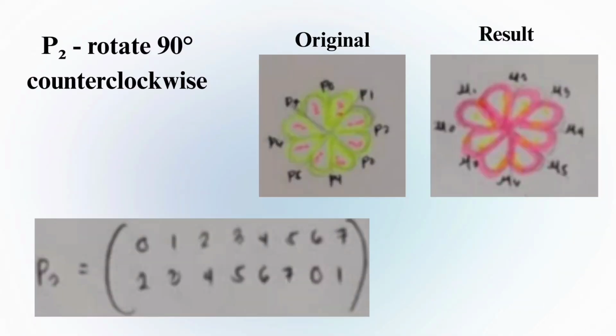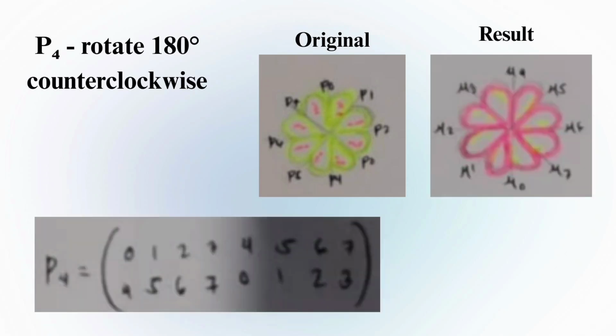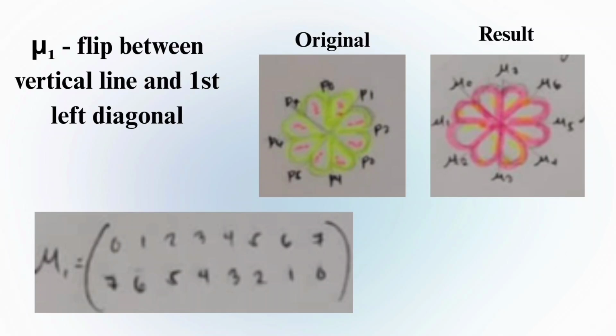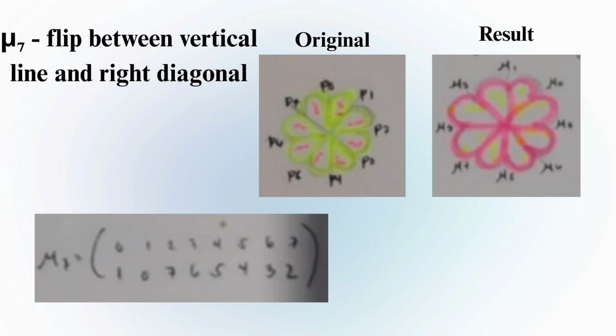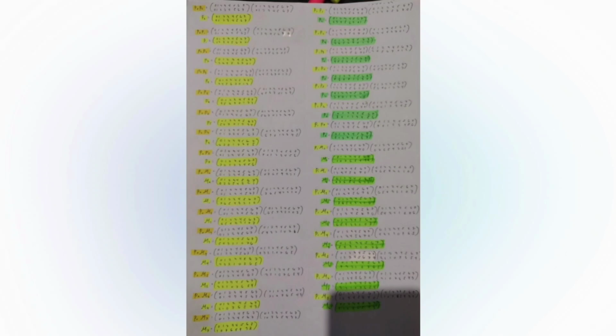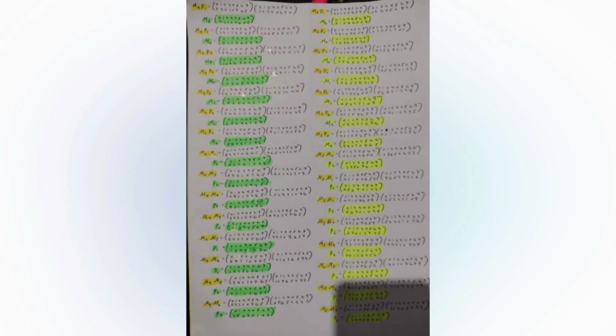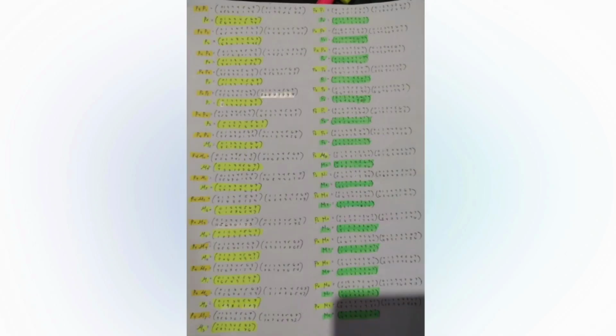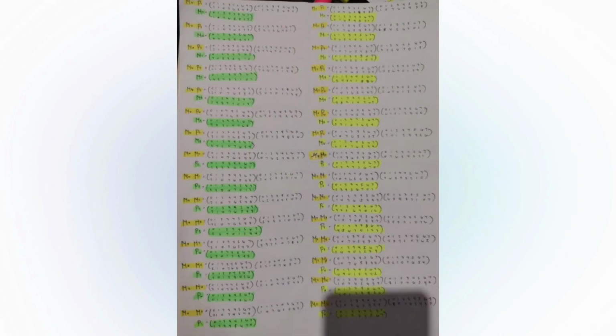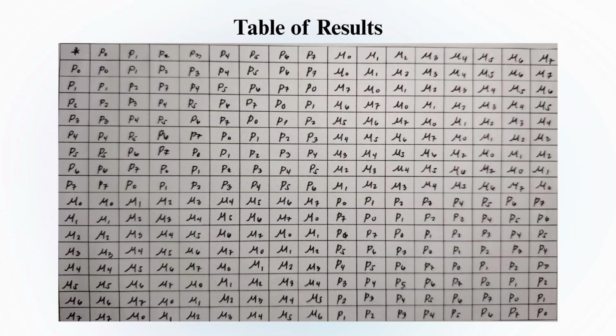So here are the results for each element we had. Here, it shows how the table is operated with the p sub 0 to p sub 7 and mu sub 0 to mu sub 7. After operating all the elements, here is our final result in our table.